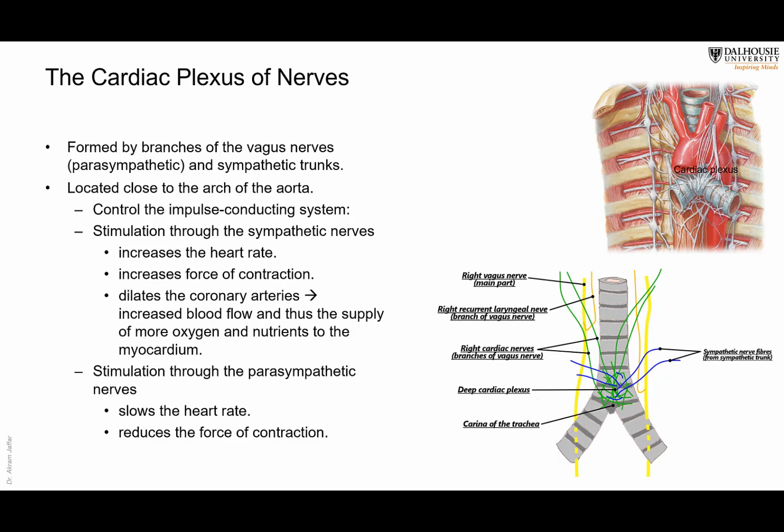When the vagus nerve is present in the thorax, or even in the neck, it will provide fibers to the cardiac plexus. These fibers are going to slow the heart rate and reduce the force of contraction. While the sympathetic fibers increase the heart rate, increase the force of contraction, and dilate the coronary arteries, because when the heart needs to pump a lot of blood, it requires more oxygen, more circulation. So the coronary arteries, the arteries that supply the heart, are going to dilate in order to increase the circulation.